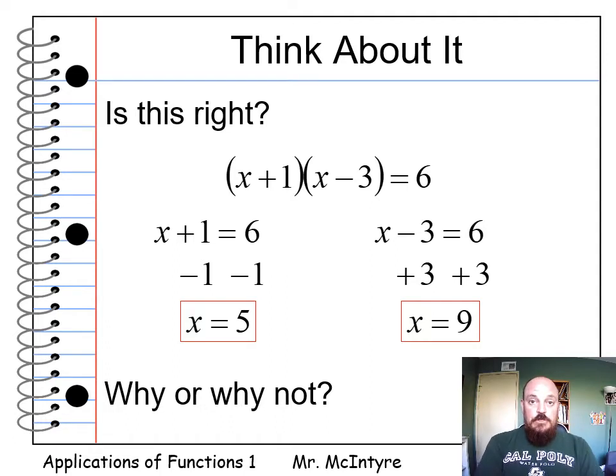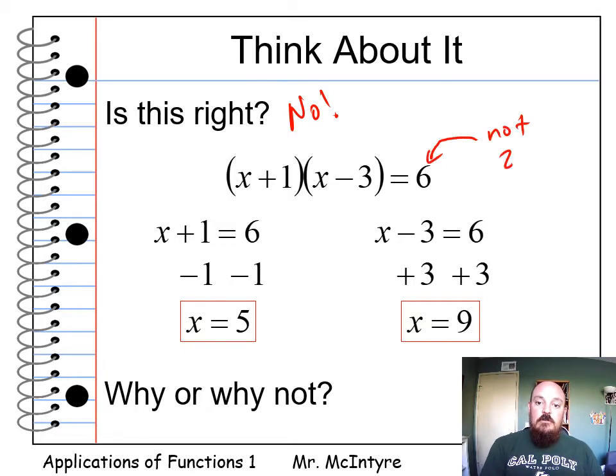All right, I'm going to assume you guys did that, and let's talk about it together. Now, first of all, let's just start off with the answer. Is this right? No, these are not the right answers. Now, the reason is this right here is not 0. Remember, it's called the zero product property for a reason. This only works for the number 0.